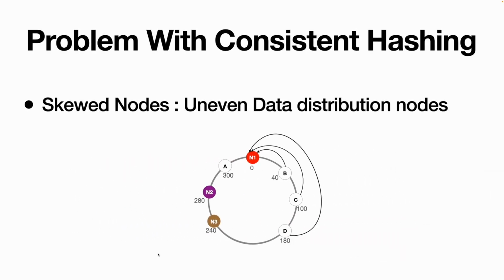Now the problem with consistent hashing is skewed nodes. A skewed node means uneven data distribution. When we are adding nodes and removing nodes, we will come up with a situation where some nodes are serving more requests as compared to others. In this example, n1 is serving B, C and D, but n2 is serving A and n3 is serving nothing. That is basically uneven data distribution.